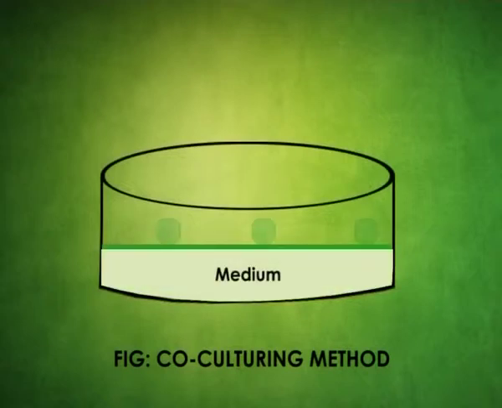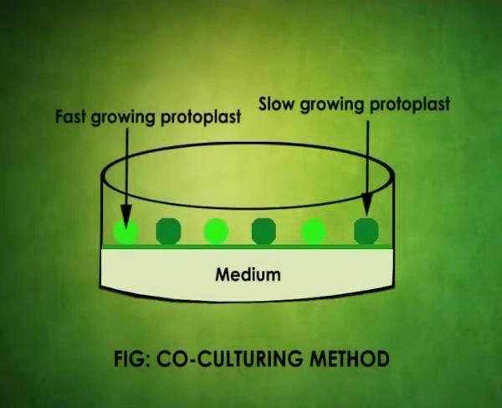Now we have the co-culturing method. This involves the culturing together of slow and fast growing protoplasts. The fast growing protoplasts produce growth factors and chemicals, nutrients necessary for the cell wall growth and cell division of the slow growing protoplasts.